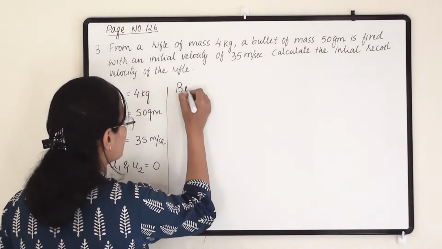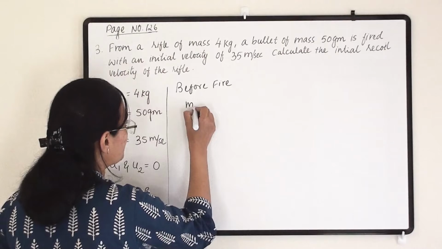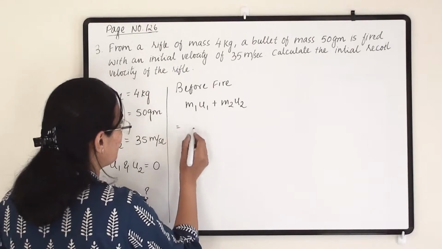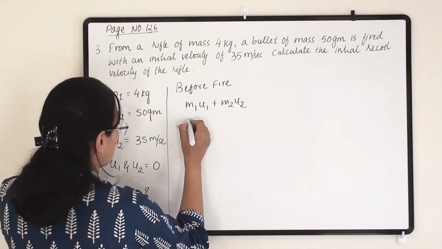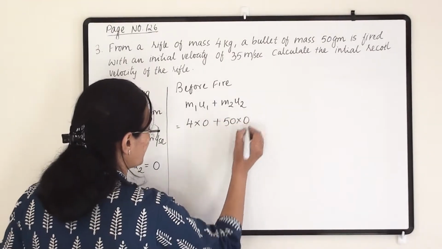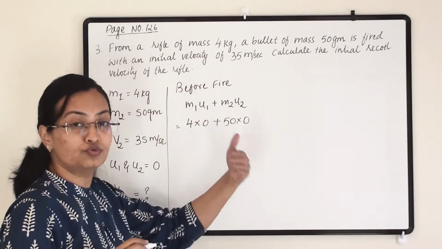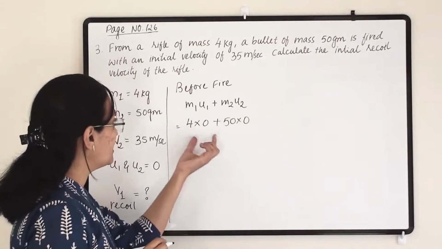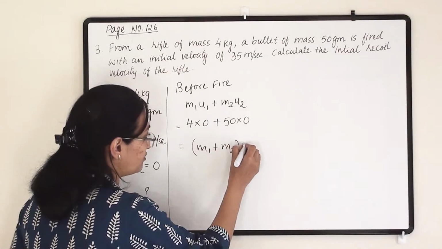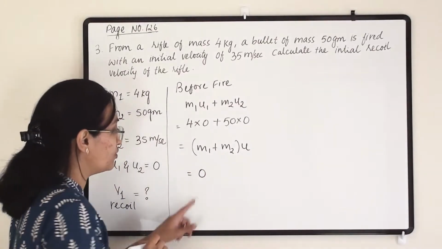Now the first situation, that is before fire. So before fire we are going to get M1 U1 plus M2 U2. So here when we multiply the mass, that is 4 into 0 plus 50 into 0. Both of these are at resting position. So U1 equals U2 equals U, and that U you can also write as 0. You can also write M1 plus M2 out of the bracket times U, which is going to be 0. So in turn, the before fire momentum is going to be 0.